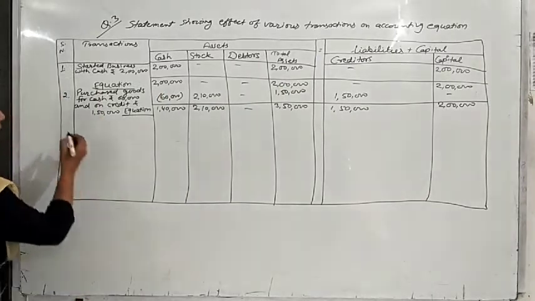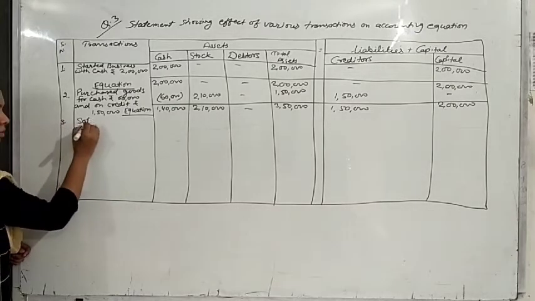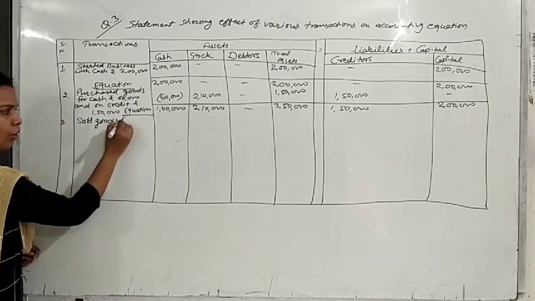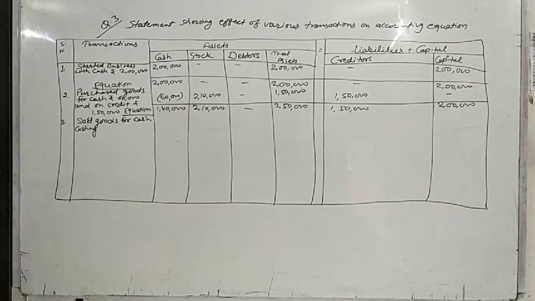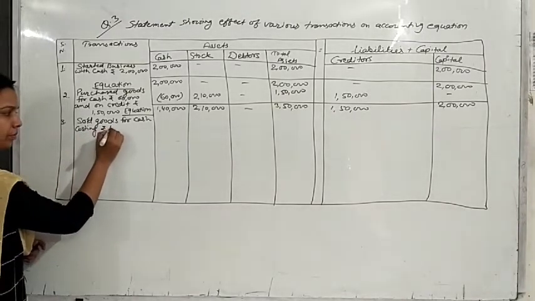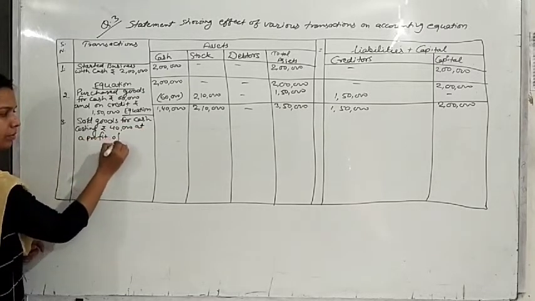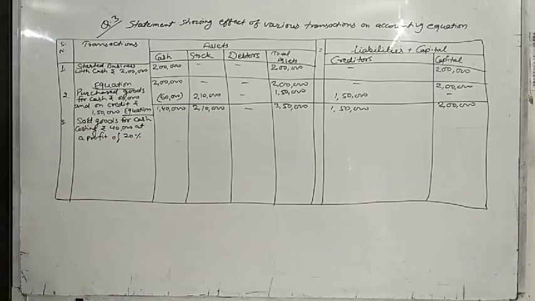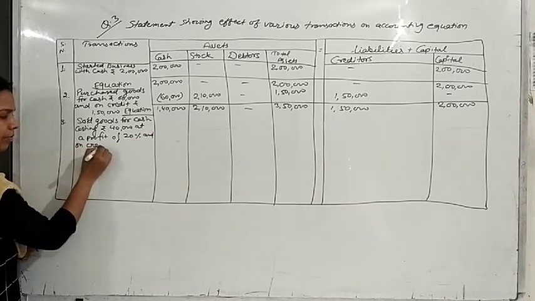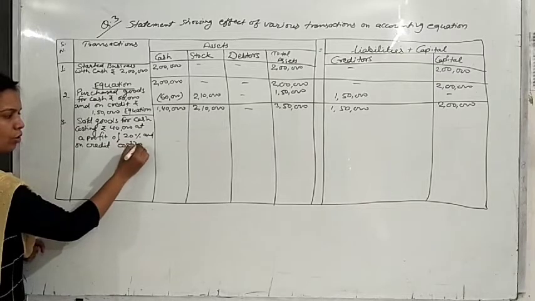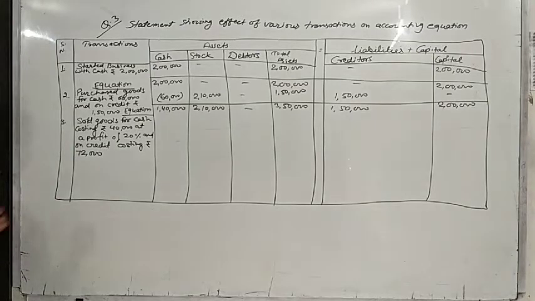Okay. Point number third, sold goods for cash costing rupees 40,000 at a profit of 20%, and on credit costing rupees 72,000 at a profit of 25%.